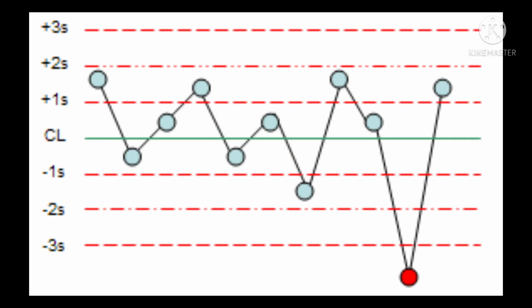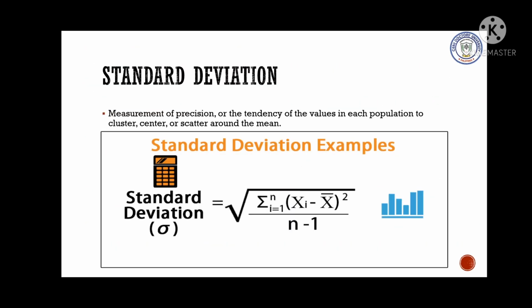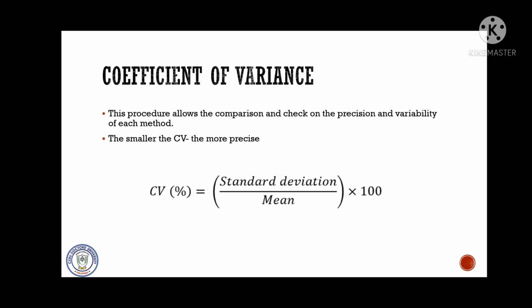In calculating the SD for a particular control, the difference or variance of each value from the mean is used to establish the acceptable range for each control level. Calculating the coefficient of variance for each control level and procedure allows a comparison and check on the precision and variability of each method. The coefficient of variation is expressed as a percent and calculated by dividing the standard deviation by the mean and multiplying the result by 100.